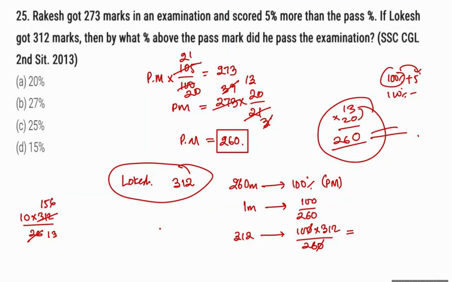3 is not 6, 3 to the 6, 13. 1 is 13. 2 is 26, as the level 12 into 10 is 120. It's here 120, so that's 120 percentage. 120 percentage here, the pass mark is 100%, 20%.